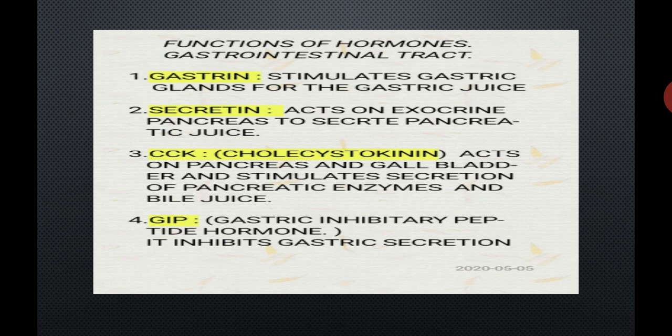GIP is the gastric inhibitory peptide hormone. It inhibits gastric secretion. So this is about the second diffuse endocrine gland, called the gastrointestinal tract or the alimentary canal.